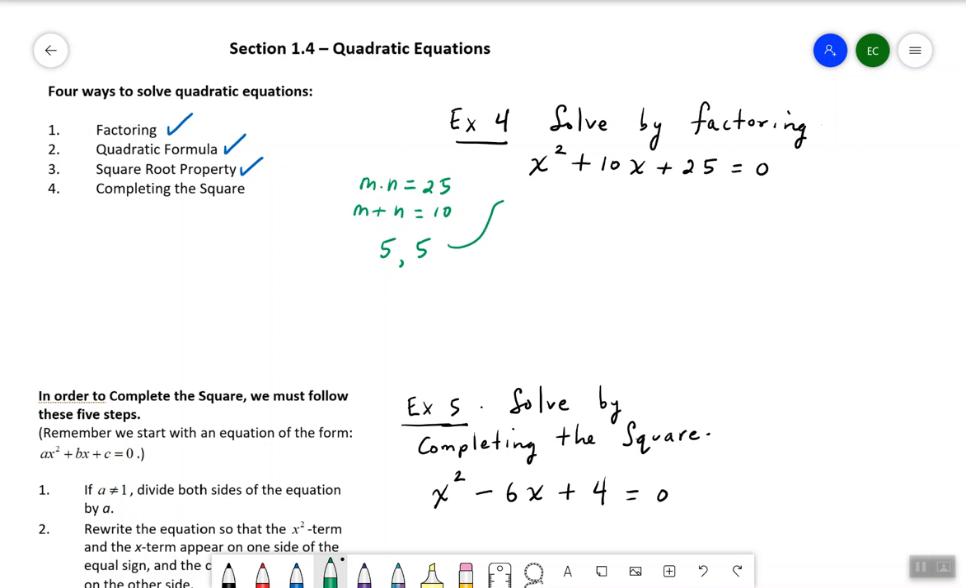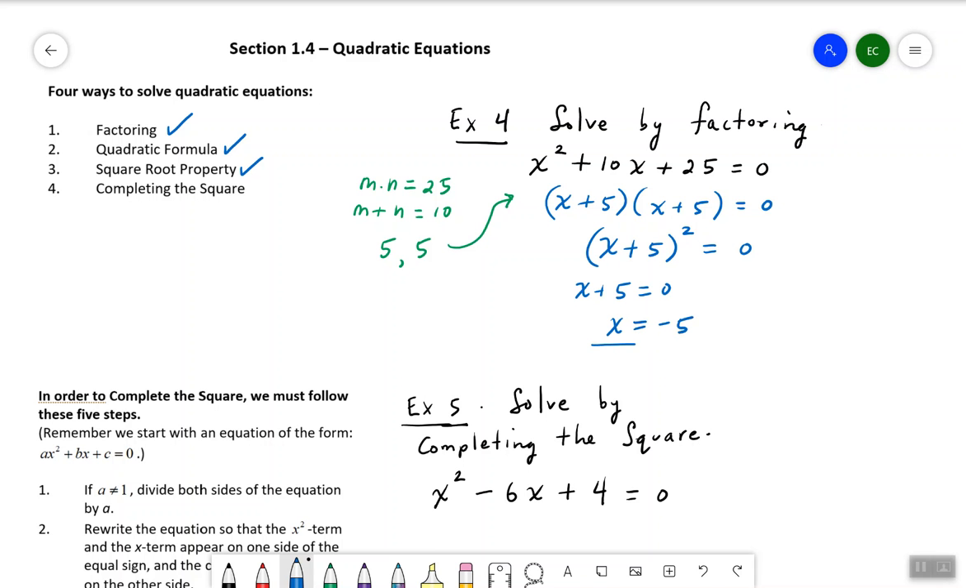And so you can write your factors as x plus 5 times x plus 5. Normally we don't write the factors like that. Since the two factors are the same, we just write it as x plus 5 squared is equal to 0. Then to finish the problem, we set the factors equal to 0. The first factor, x plus 5, is equal to 0, and if we subtract 5 from both sides, we have x equals negative 5.